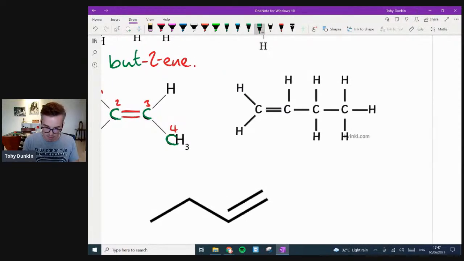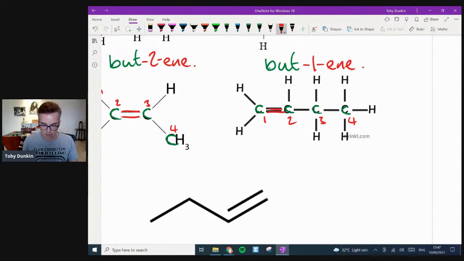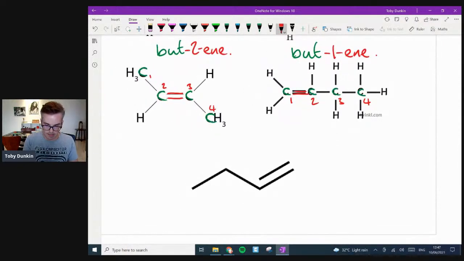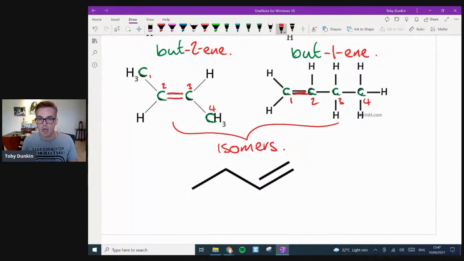Next one is another but. 1, 2, 3, 4. This is also a but, but this time the carbon-carbon double bond is between carbons 1 and 2. So this is but-1-ene, and these 2 are isomers. It's nice just to remember this word, iso meaning same, and mer meaning parts. These 2 are isomers.